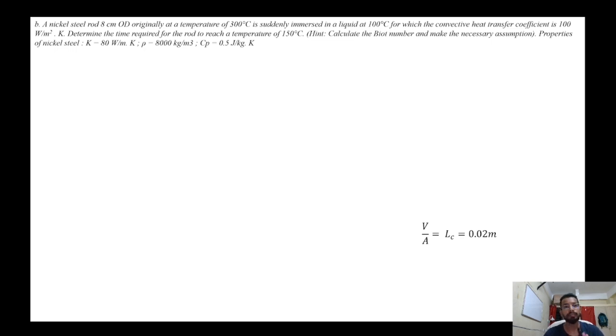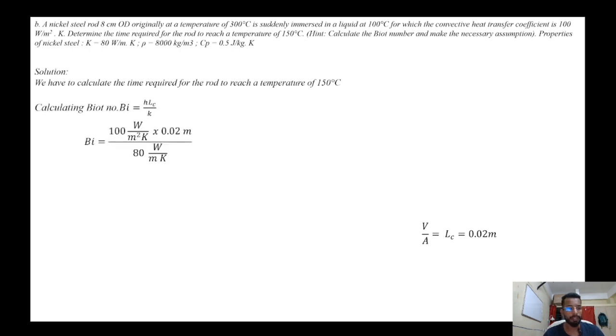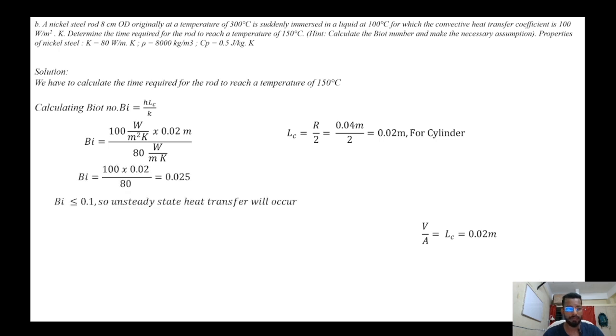So very first thing, we will calculate the Biot number. Biot number is this. Since it is unitless, we will get a unitless value. LC is the characteristic length. For cylinder it is R by 2. For sphere it is R by 3. So you will get Biot number 0.025. If Biot number is less than or equal to 0.1, unsteady state heat transfer will occur, and the formula is this.